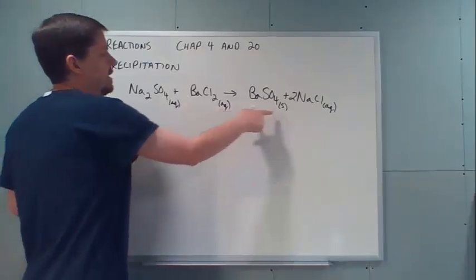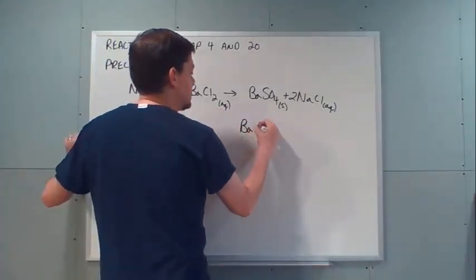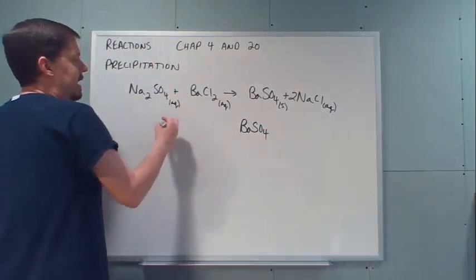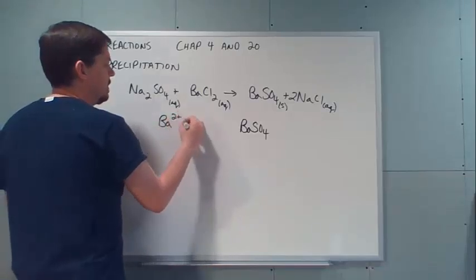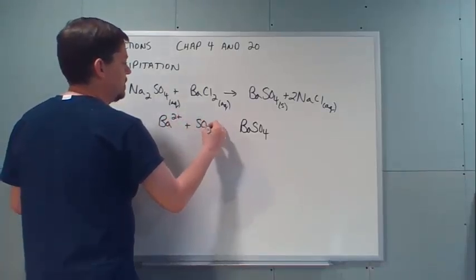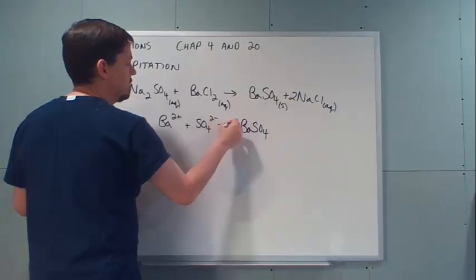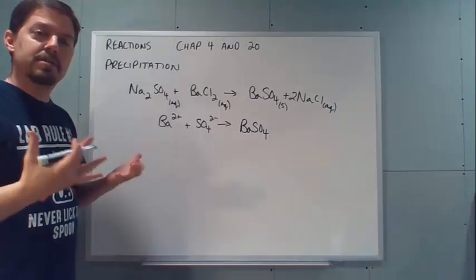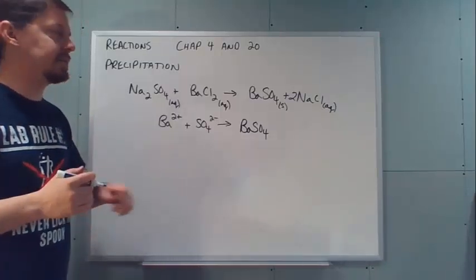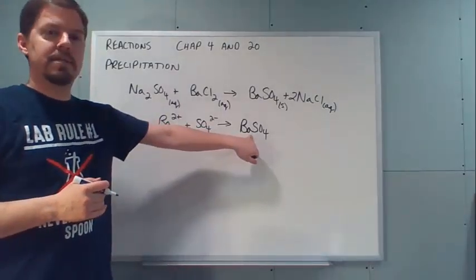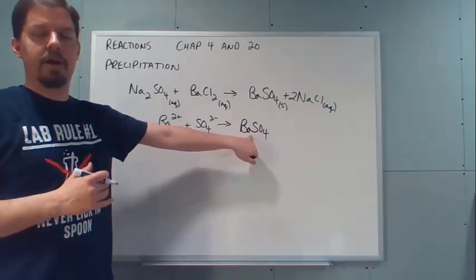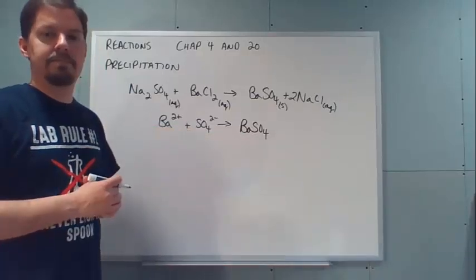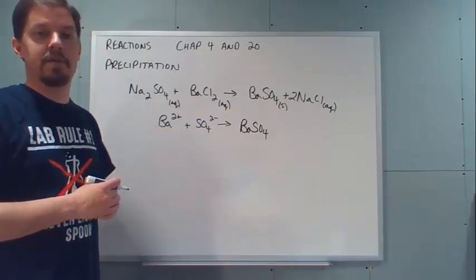Since these are aqueous and that's our solid, our net ionic equation is going to be the ions that it takes to make that. So it's going to be barium plus sulfate ions yields barium sulfate. And that's your whole net ionic equation. That's all you have to do for precipitation reactions: figure out what your product is that's insoluble, the product that's going to be the solid. And then it's always the two ions that make that. And that's it for precipitation reactions.